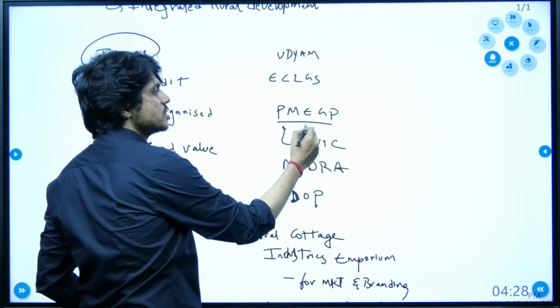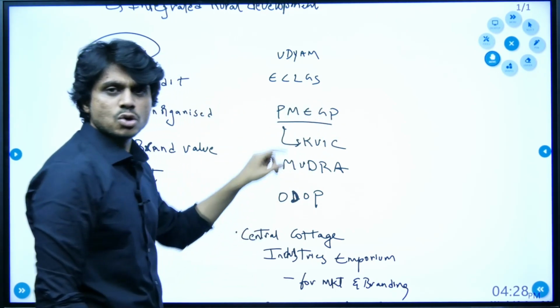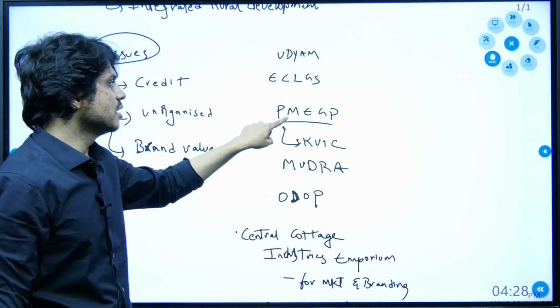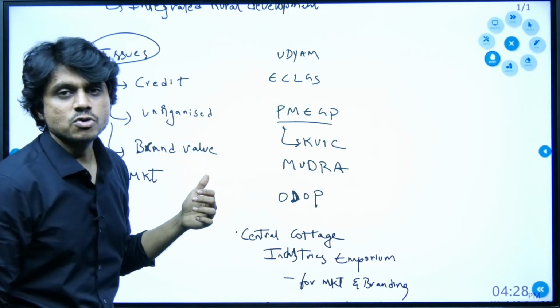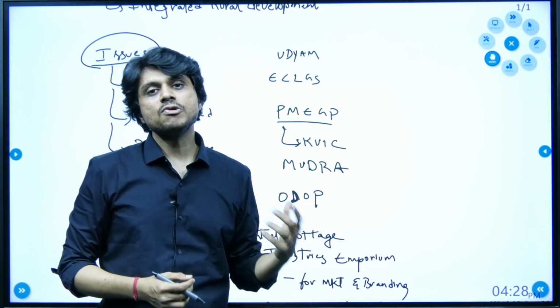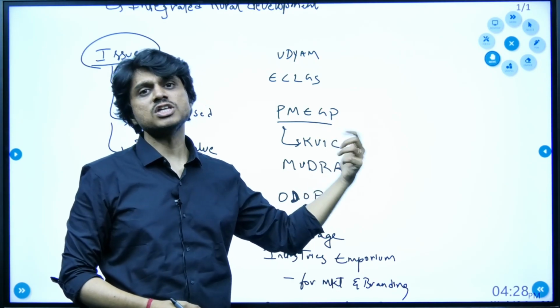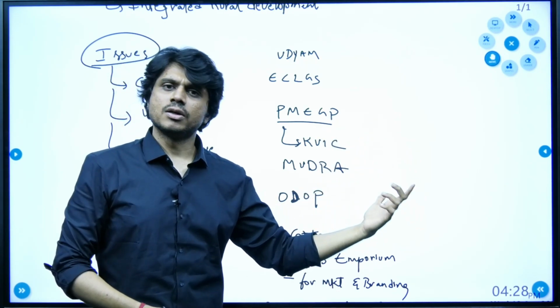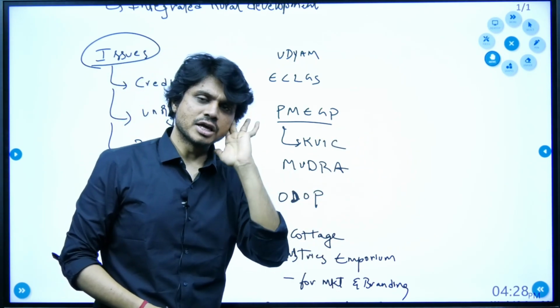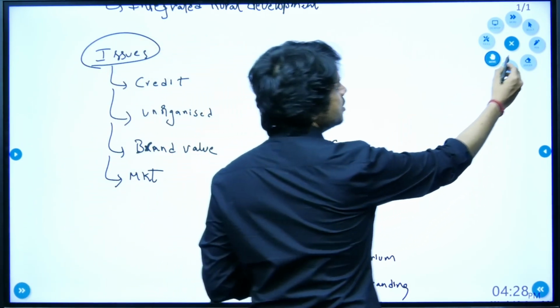There is also one more scheme called the Pradhan Mantri Employment Generation Programme. This was a scheme asked about last year. So what is the scheme? This is a kind of scheme where you are trying to reduce poverty. How are you trying to reduce poverty? You are trying to reduce poverty by means of self-employment. Initially the Indian government thought we don't have to focus on poverty directly. There will be some kind of trickle down.